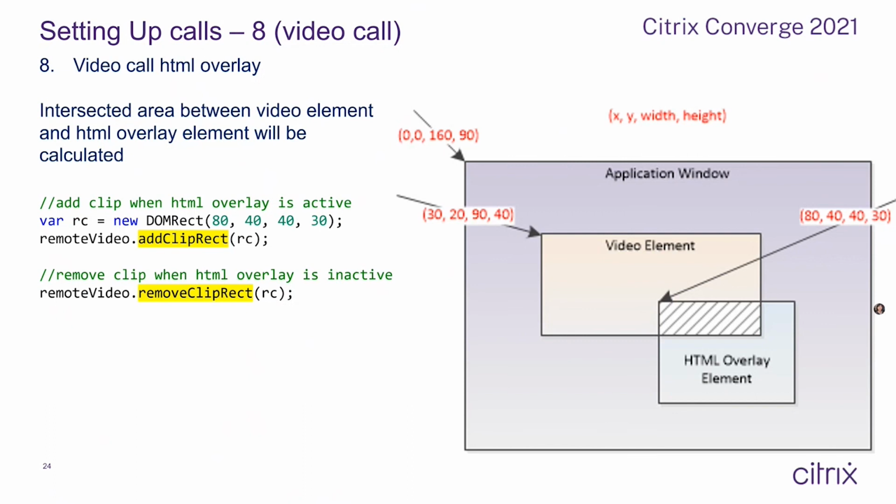Vendor applications can use add cliprect or remove cliprect to pass this information to SDK. So XY coordinate that's shown in here is, for example, in this HTML overlay element, left upper corner XY relative to the application window. And when application no longer needs HTML overlay, it can call remove cliprect to cancel out this special instruction.